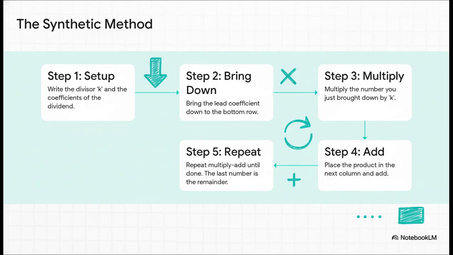Look, no variables. You just pull out the coefficients. You bring down that first number, and then you get into this simple rhythm. Multiply, add, multiply, add. You just work your way across. The numbers in your final row are the coefficients of your answer, and that very last number on the end, that's your remainder. It's so efficient.